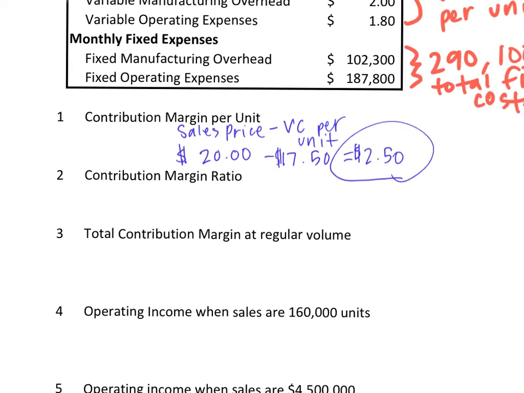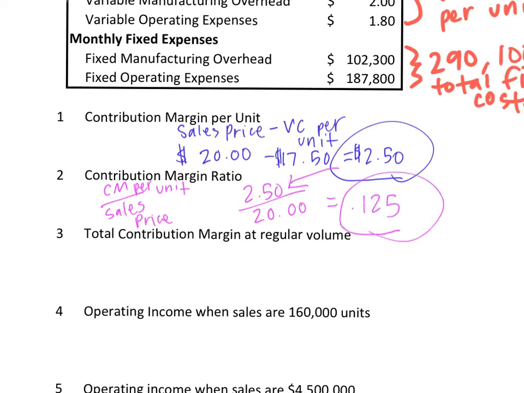Next, let's calculate the contribution margin ratio. The formula for this is to take the contribution margin per unit, which is the result in our prior calculation, and divide it by the sales price. So I will take $2.50 and divide it by the sales price of $20 to get contribution margin ratio of 0.125.